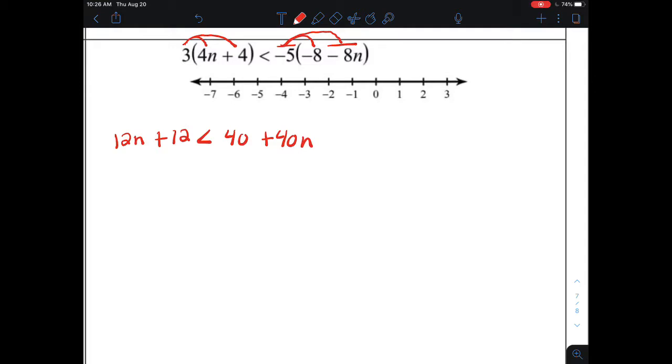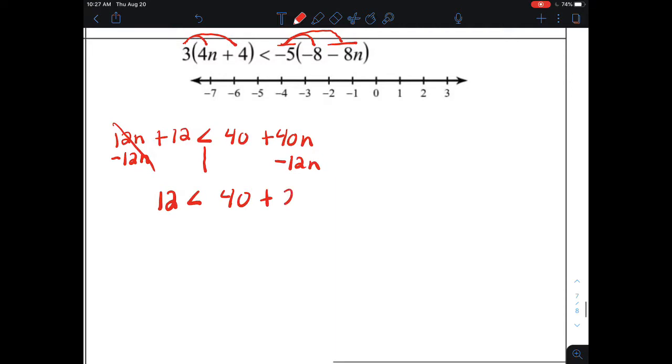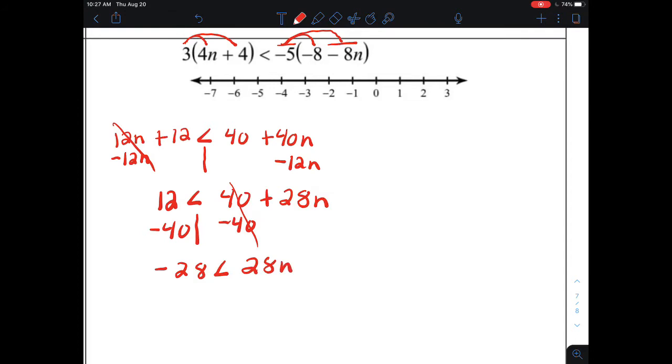And then we work to solve from here. So here, let's pick what side we want our n's on. I'm going to say, well, we have positive 40n on the right, so let's just move that 12n to where there's more n's. So I'm going to subtract the 12n. So that way the 12n goes to the right-hand side. We have 12 is less than 40 plus 40n minus 12n is 28n. And then now we're isolating the n, so I've got to move the 40 to the left-hand side. So I'm going to subtract it. 12 minus 40 makes negative 28. Less than 28n. And lastly, we've got to divide that 28 that's multiplying to the n.